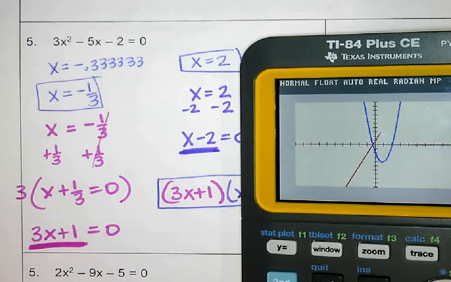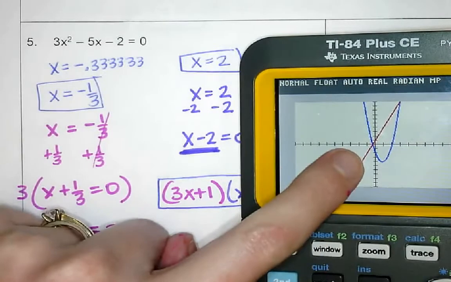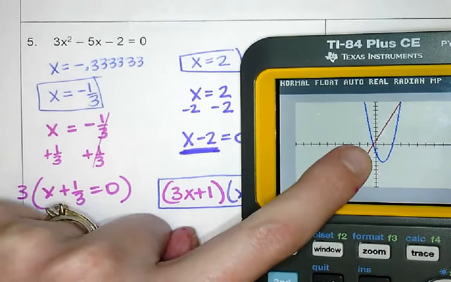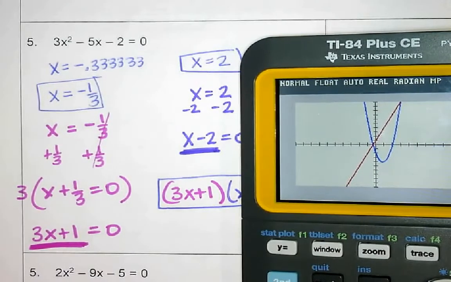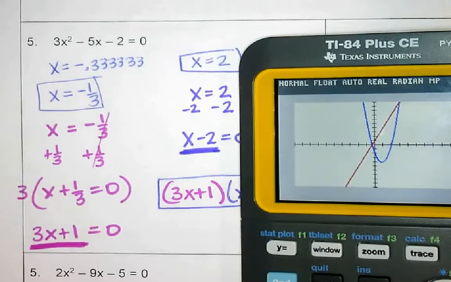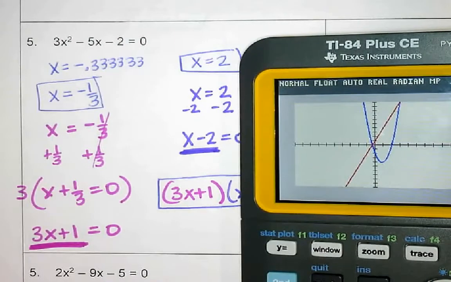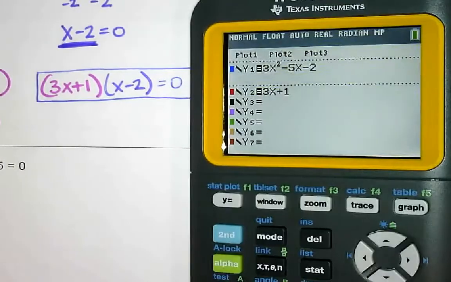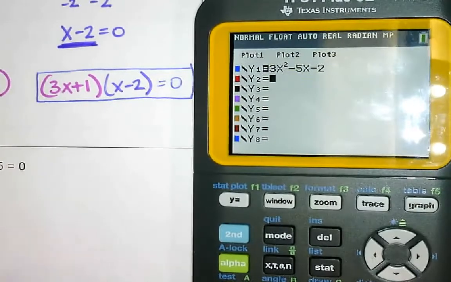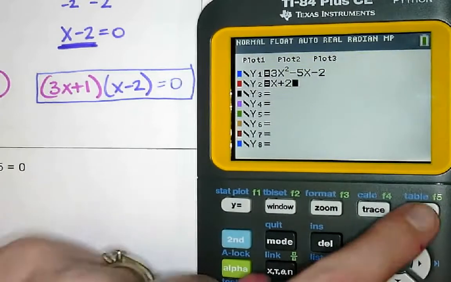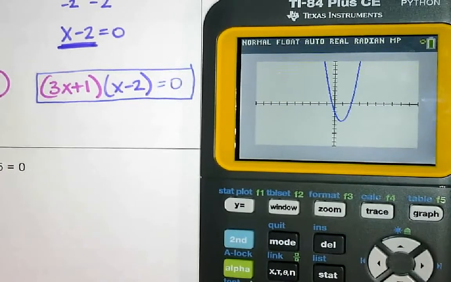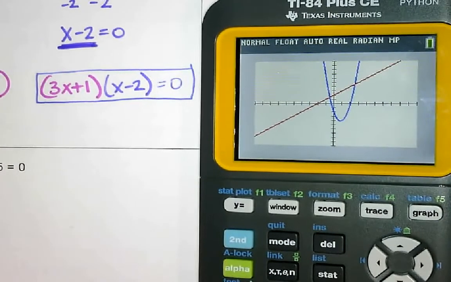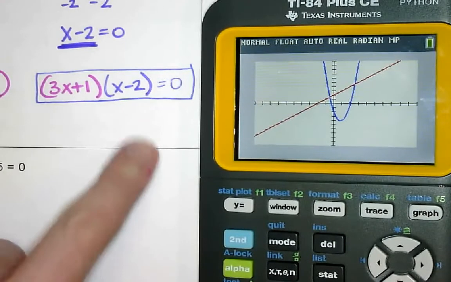If I type in my second factor, x plus 2, this one should also, but I did that wrong. What is my factor? It's not x plus 2. What is it supposed to be? X minus 2. Whoops. So guys, does this intersect at one of the solutions? No, because I typed in x plus 2. It's supposed to be x minus 2. When I hit graph, it intersects perfectly at one of those solutions, right?